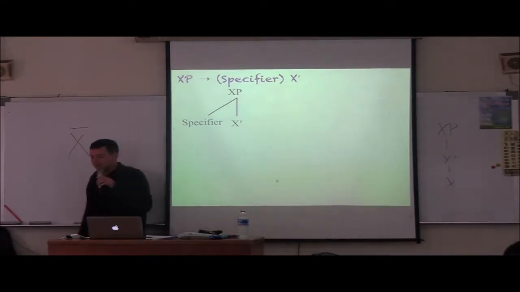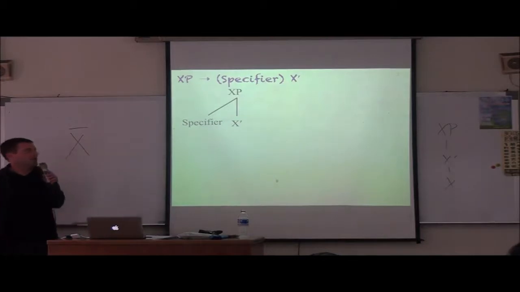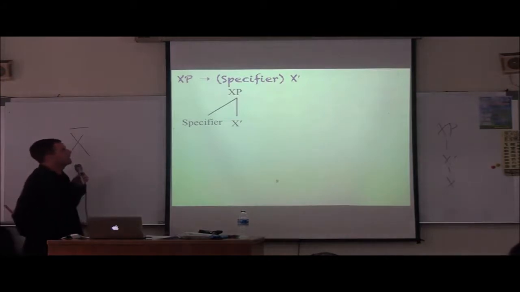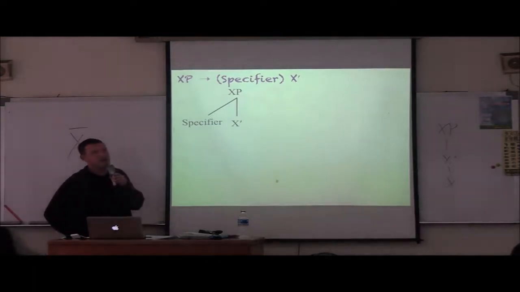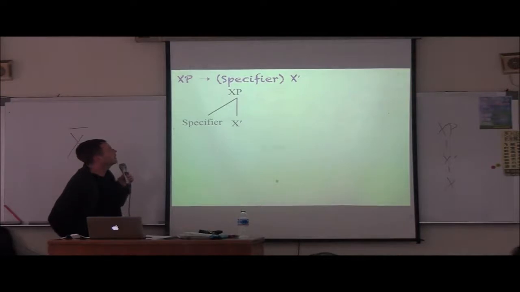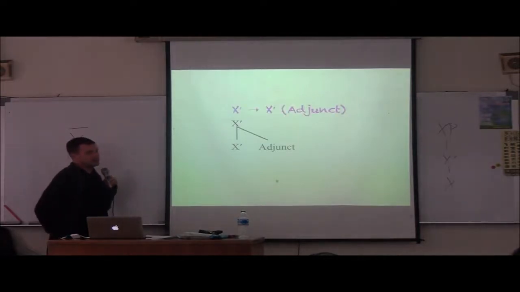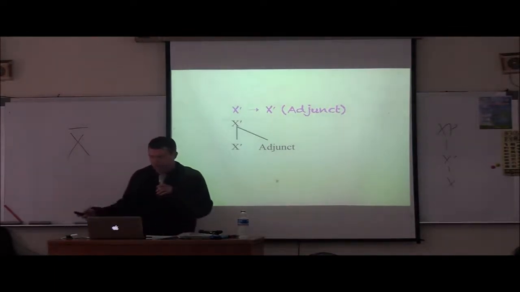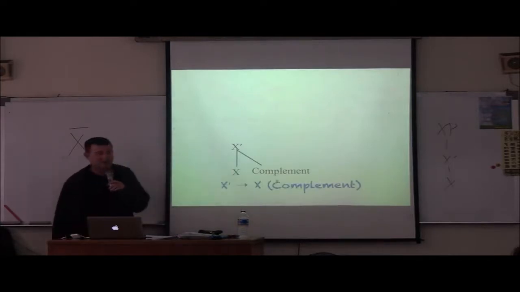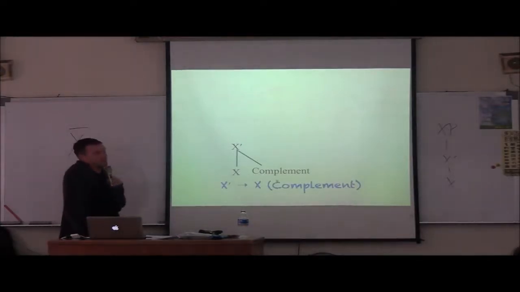Complements are the sisters of heads and the daughters of X bars, whereas adjuncts are the daughters of X bars and the sisters of other X bars. So our specifier rule tells us that a specifier is the daughter of XP and the sister of X bar. The adjunct rule tells us that any adjunct will be the daughter of an X bar and the sister of an X bar. And our complement rule tells us that complements are daughters of X bar and sisters of heads.